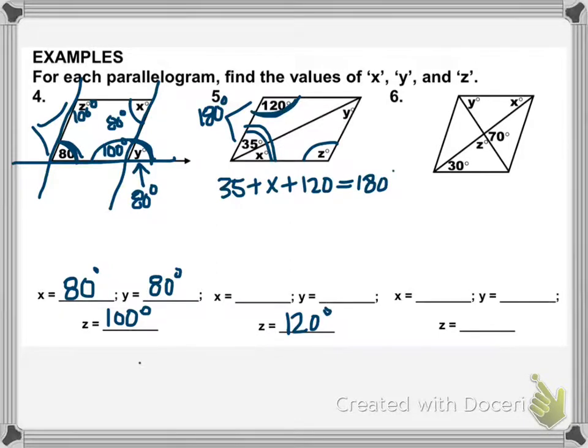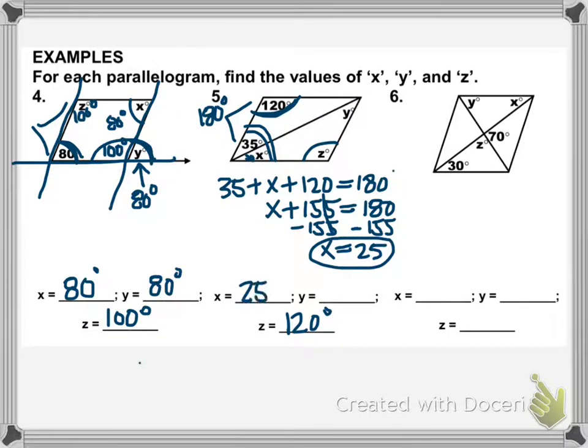Okay, so if we combine like terms, the 35 plus the 120 makes 155. And then if I subtract 155 from both sides, x is going to equal 25. So that means that little angle right here, this little x right here is 25 degrees. Okay, so there's that one. And then we also know that opposite angles are congruent. So that 35 plus x, which is 25, that adds up to 60.